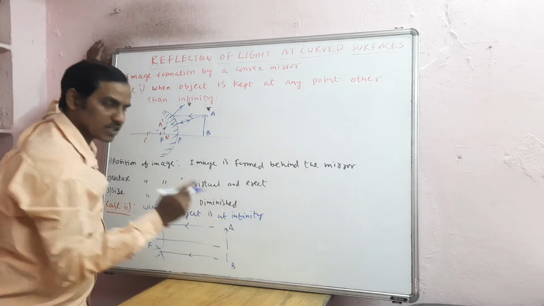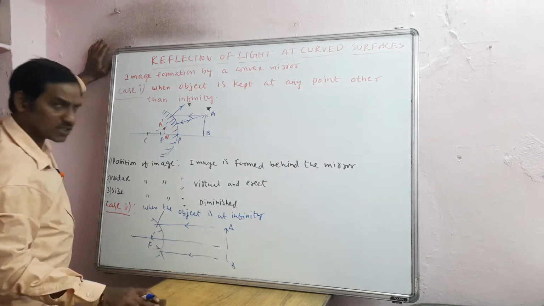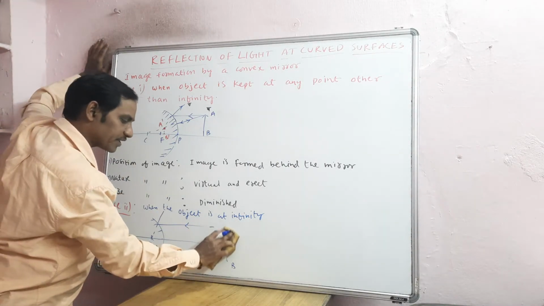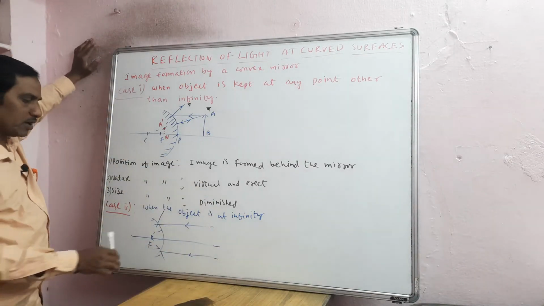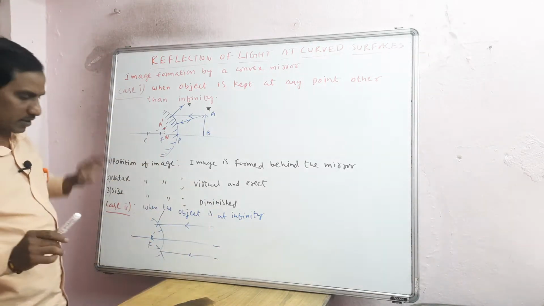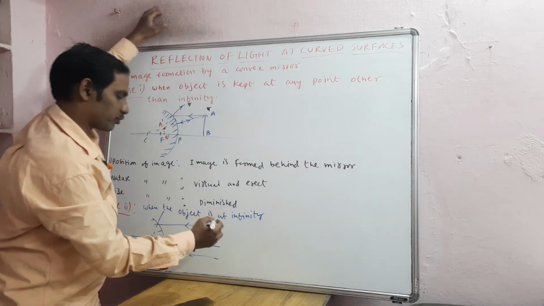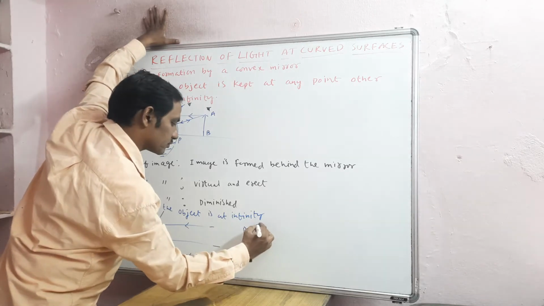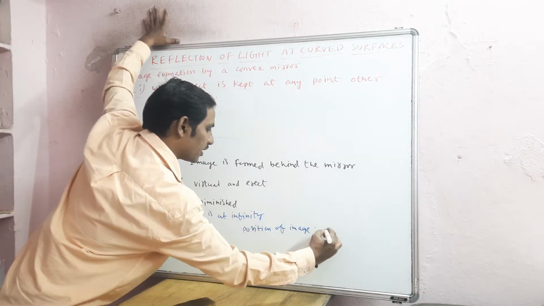Okay, but we don't generally mention it. So that is the reason I am saying we need not draw the object in the exams for the infinity case. Generally you have to take infinity to mean some very far distance compared to the focal length of the mirror. In this case you can write the nature and all. Position of the mirror is at F, position of image will be at F.